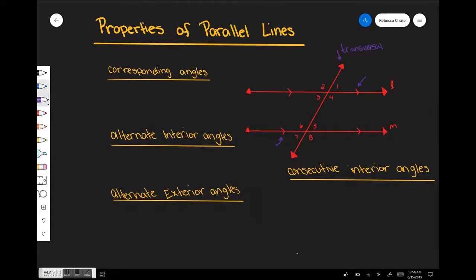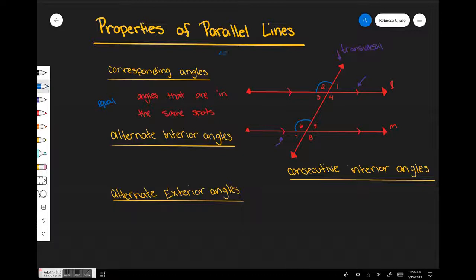So the first one we're going to talk about is corresponding angles. Okay, and I'm going to simplify the definitions because you don't need to know the real one. Okay, corresponding angles are the angles that are in the same spots. Okay, what that means is when I look at this, I've got angle 2 and I've got angle 6, okay, and you can tell they're both in the upper left corner. If they're in the upper left corner, what we know about them is that they are equal. Okay, so in this situation, angles 2 and angle 6 are going to be equal.